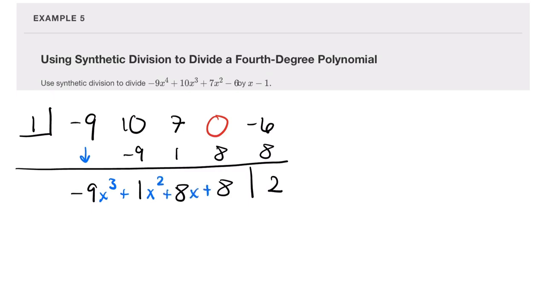So when the original dividend is divided by that divisor, the result is negative 9x cubed plus x squared plus 8x plus 8. And our remainder is 2 over x minus 1.